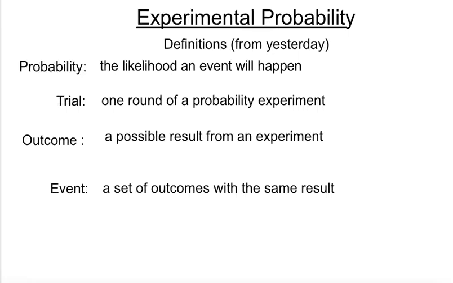A trial is one round of a probability experiment. So if I was flipping over a card or flipping a coin, one time flipping that coin would be one probability experiment. An outcome is a possible result from that experiment. So if we're talking about flipping a coin again, an outcome could be heads or an outcome could be tails. Now an event is a set of outcomes with the same result. So if we have a whole bunch of heads in a row, we have an event. We've got the same results.